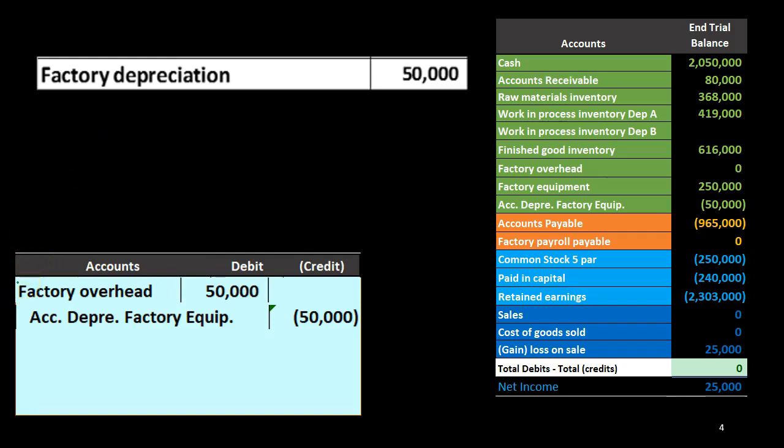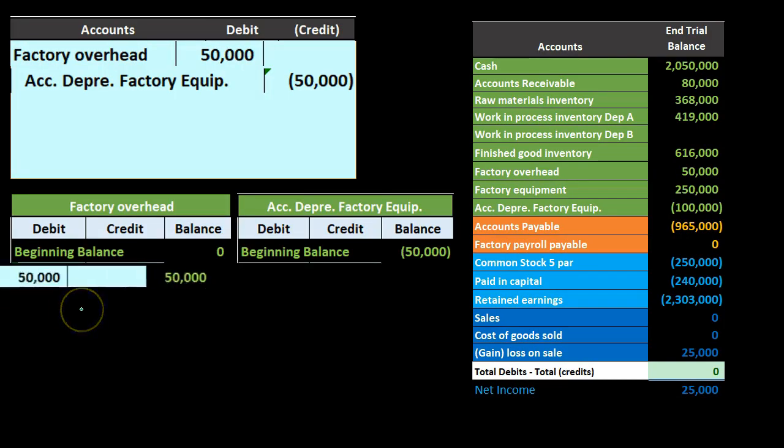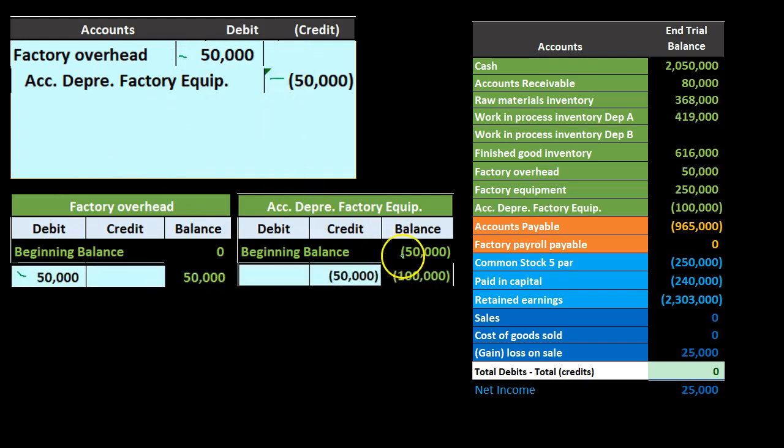Which will eventually go into the work in process and into inventory, which we will expense, but in the format of cost of goods sold, not in the format of depreciation. So this will then increase the overhead. So overhead will go up from 0 up in a debit to 50 with this debit up top. Accumulated depreciation, then credit balance, contra asset account, was at 50, goes up by 50 to 100.